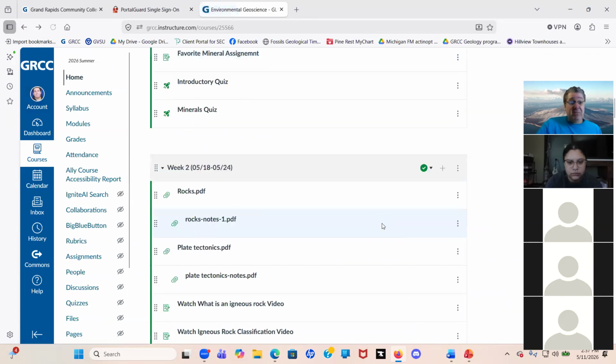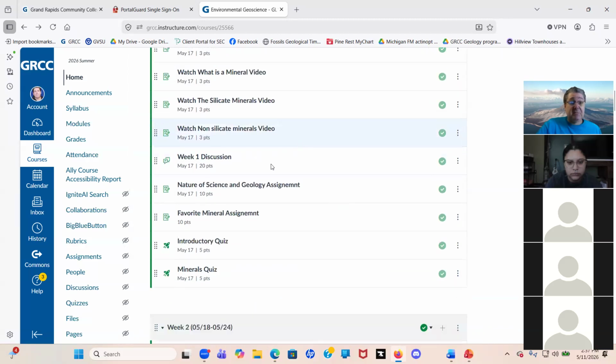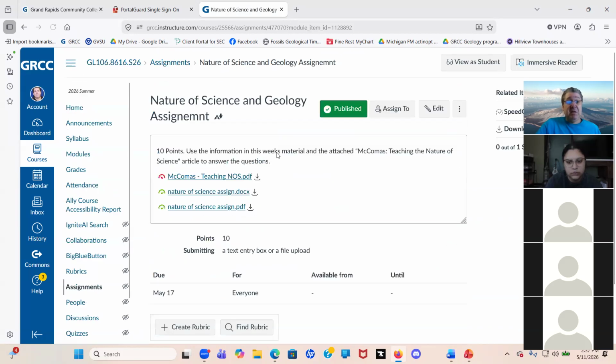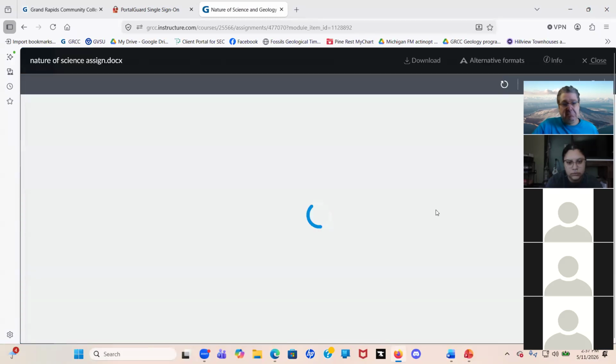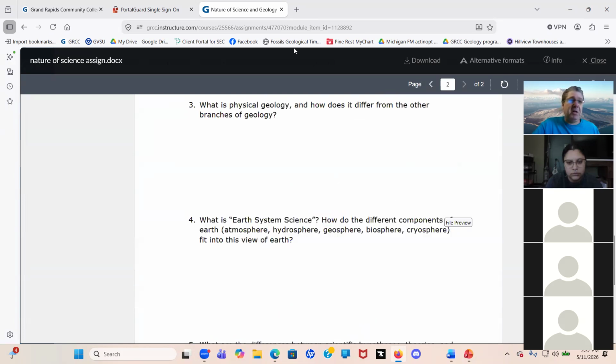And then usually we have an assignment or two. There's 2 assignments this week. Nature of Science and Geology assignment. There you got to read this little Nature of Science 4-page paper and then answer the questions in this document. I posted it in both.